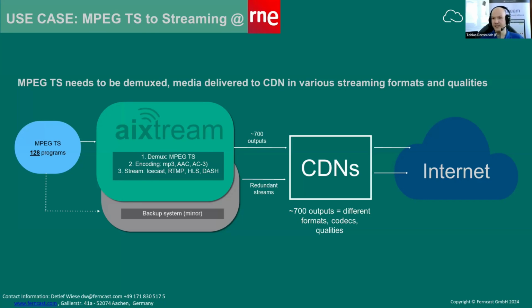And because of the sheer number of input programs and the number of different formats, different encodings, and of course different qualities that are output, we are actually arriving at just about 700 outputs coming out of our system there. As I mentioned, of course, as you would expect, streamed to the CDN or CDNs, and from there made available to the listeners.